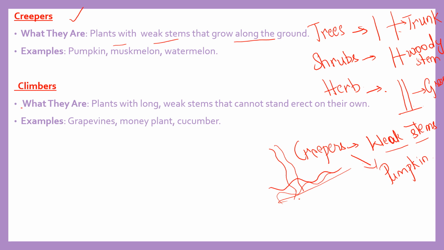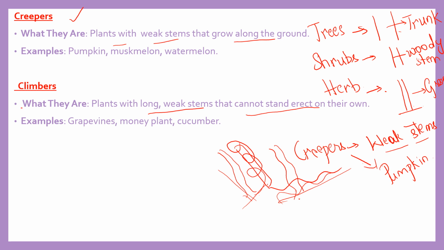And next, what about climbers? Climbers will also have long and weak stems that cannot stand erect on their own. As I have mentioned, those stems are so weak that without any support, they cannot stand. So what do we have to do for that? We have to give it some support, like a stick. We plant a stick beside it so that it will take the help of the stick and grow. It will wrap around the stick, or it will wrap around the wall. You just have to allow it to cling to something.